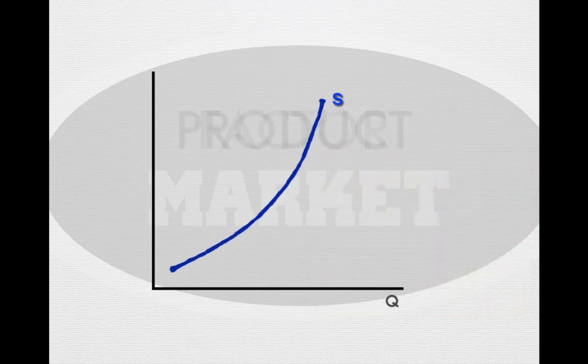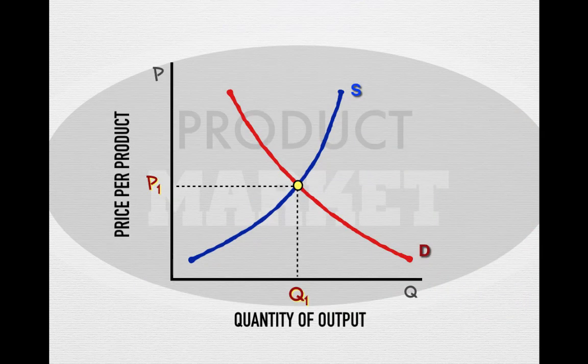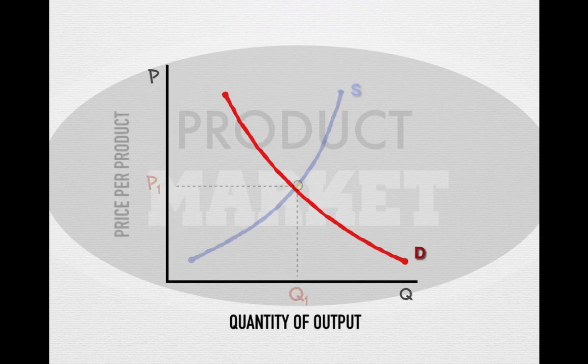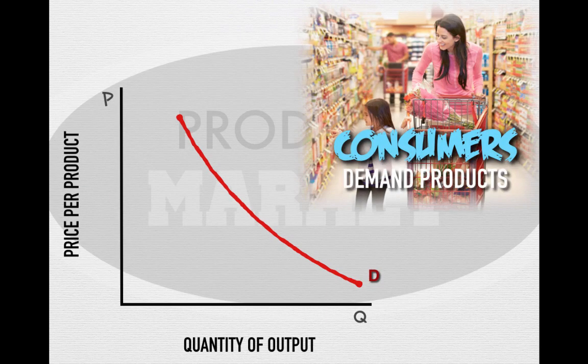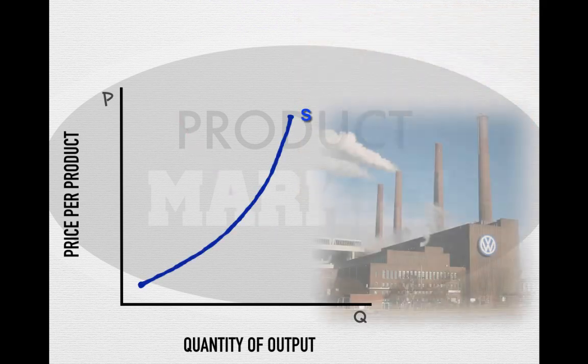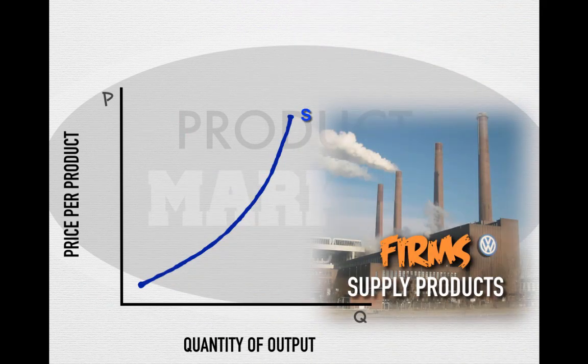And this is the graph for the product market, set by price per product and the quantity of output that will be available in the market. The natural market forces of supply and demand set an equilibrium price per product at P1 and a quantity of output that will be produced at Q1. In the product market, consumers demand goods and services in order to maximize their utility and satisfy their needs and wants. Firms will supply goods and services in order to maximize their profit and compete with other firms.